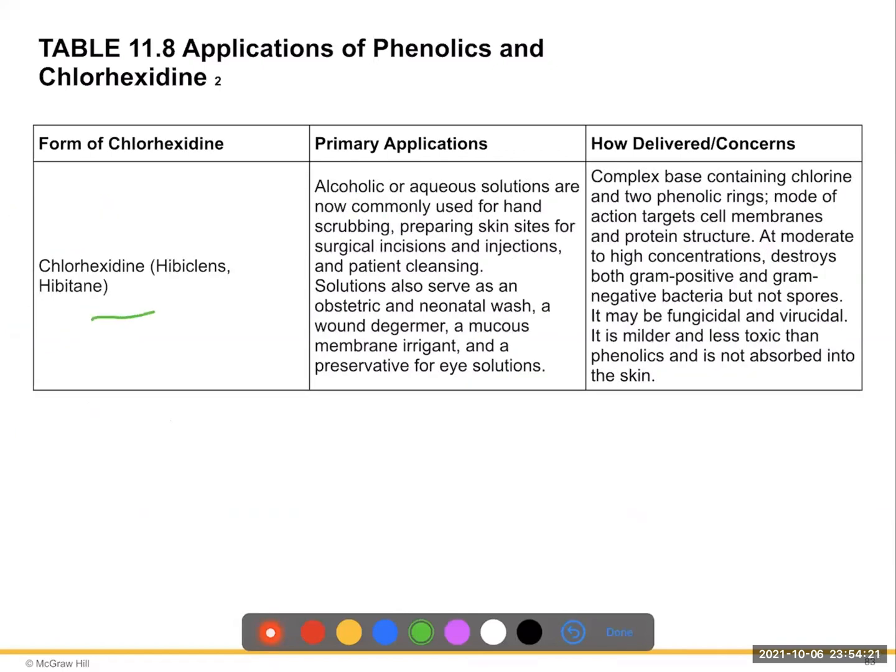And then the Hibiclens, the chlorhexidine. It's an alcohol aqueous solution. It's commonly used for hand scrubbing. Okay, preparation of skin for surgical incisions, injections, and for patient cleanings.